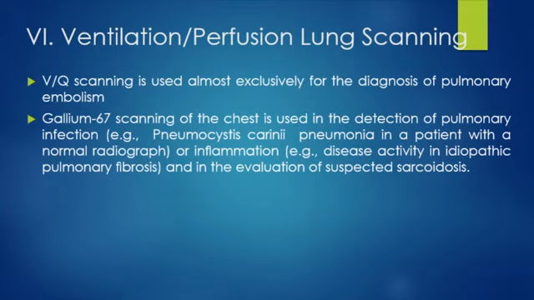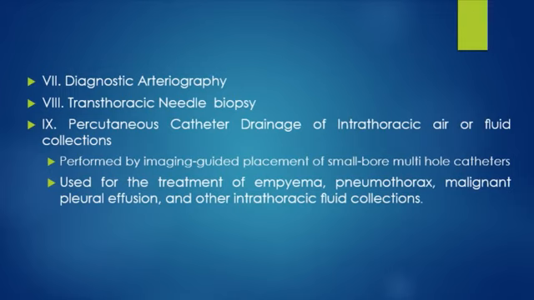Gallium-67 scanning of the chest is used in the detection of pulmonary infection, Pneumocystis jirovecii pneumonia in a patient with a normal radiograph, or inflammation, for example disease activity in idiopathic pulmonary fibrosis, and the evaluation of suspected sarcoidosis. We have diagnostic arteriography, transthoracic needle biopsy, percutaneous catheter drainage of intrathoracic air or fluid collections. It is performed by imaging guided placement of small bore multi-hole catheters used for the treatment of empyema, pneumothorax, malignant pleural effusion, and other intrathoracic fluid collections.